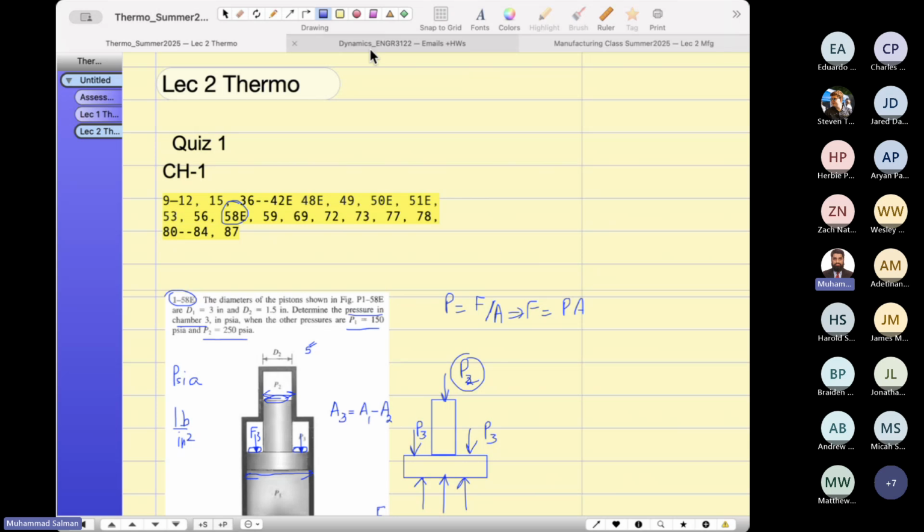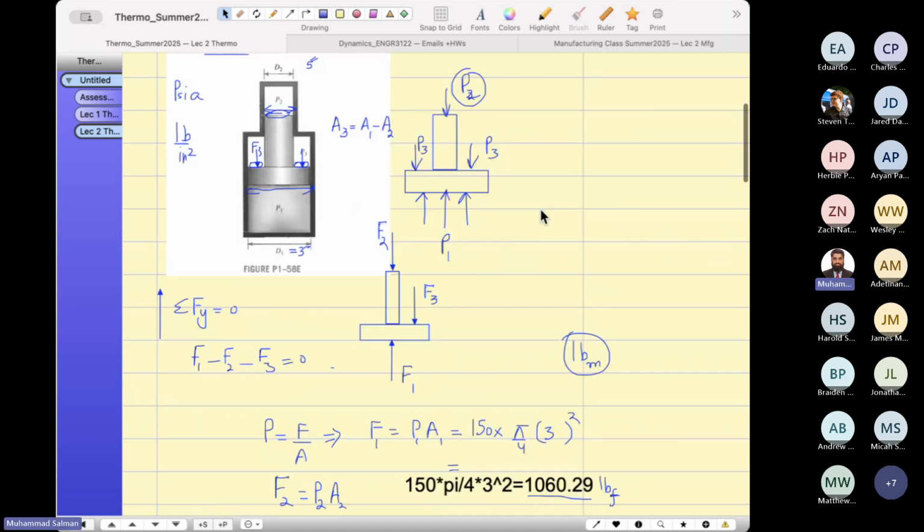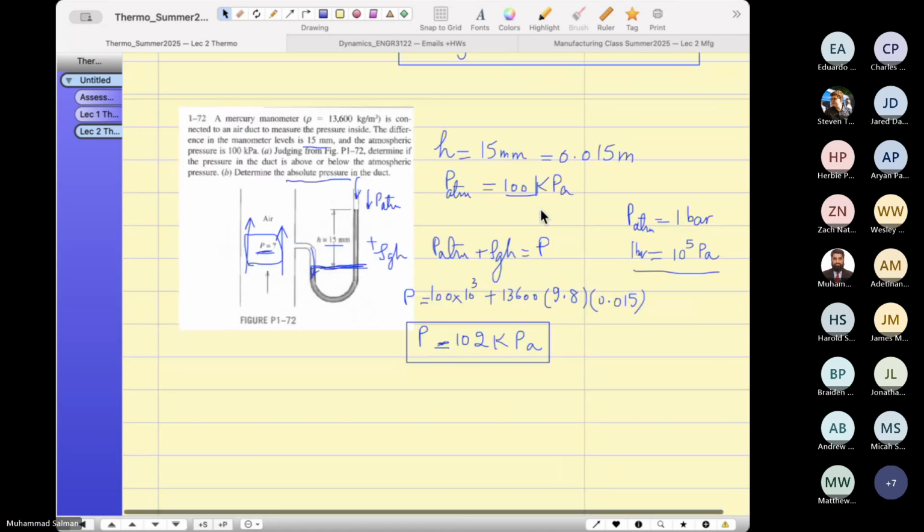Let's focus on some of the problems from 80 to 84. You can add one more problem here. I forgot some problems I'm missing, which are also very important: 78, 79, 80, 81, 82, 83, 84. I'm going to solve problem number 79.